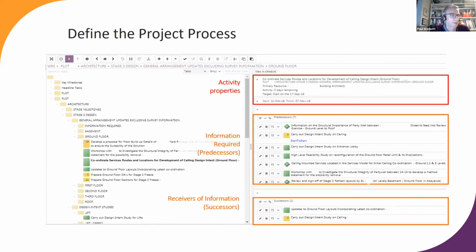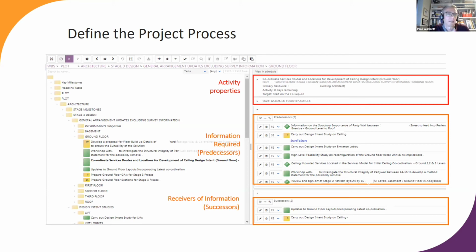So let's talk about those stages. Let's start with defining the project process. This is a screenshot of Flow. We use Flow to break down the process in the form of a breakdown that you can see on the left-hand side of the screen, a work breakdown structure, if you like. So structuring the process.